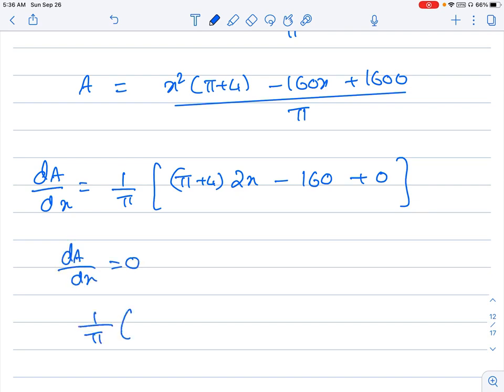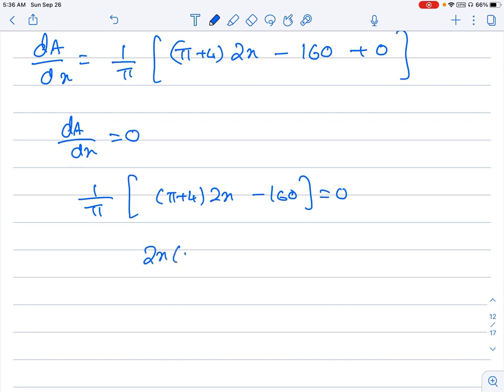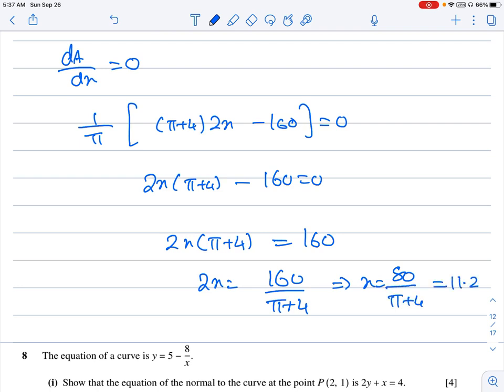So 1 upon pi times (pi plus 4) times 2x minus 160 should be equal to 0. So 2x times (pi plus 4) is equal to 160. So 2x is equal to 160 upon pi plus 4. So x is equal to 80 upon pi plus 4. Simplify to 3 significant figures: 11.2. That's going to be the answer.